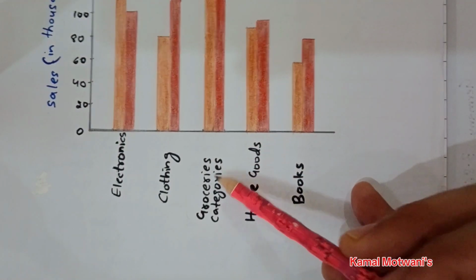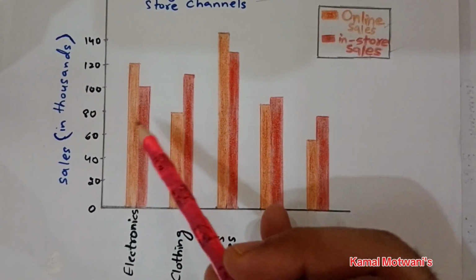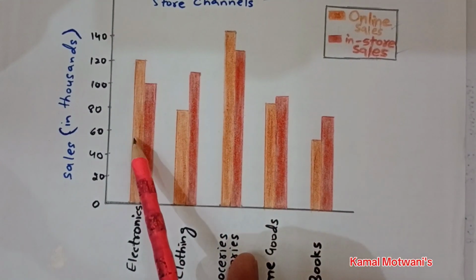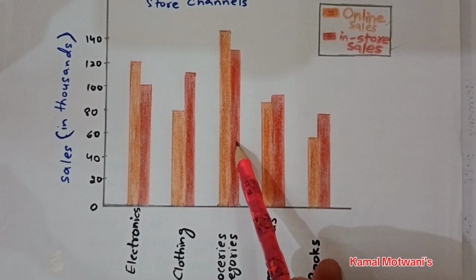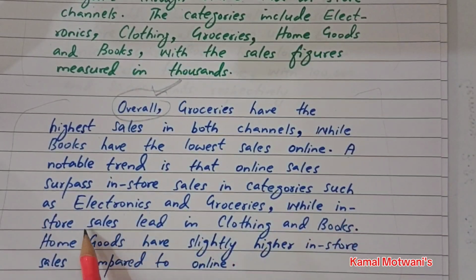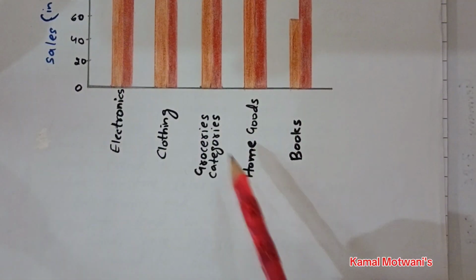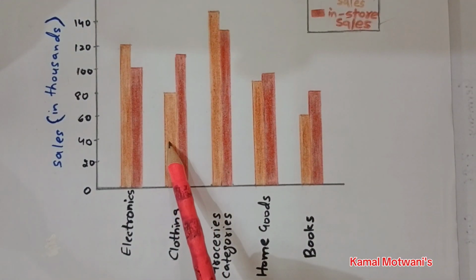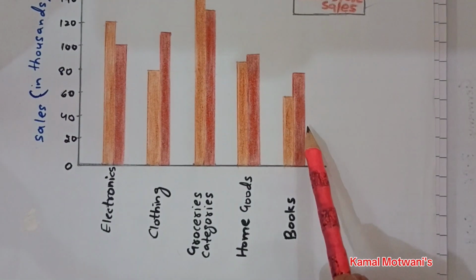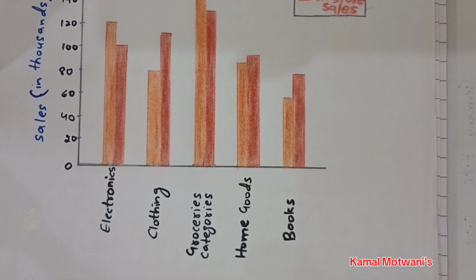See, in electronics and groceries, online sales are higher. Online sales are higher than in store. Here also online sales are higher than in store. Whereas, or while, in-store sales lead in clothing and books. See, in clothing, in-store sales are higher than online, and in books, in-store sales are higher than online.